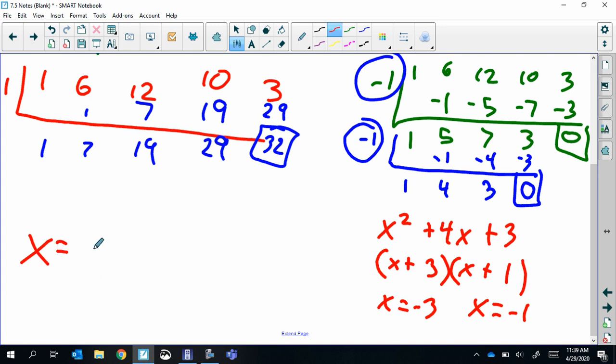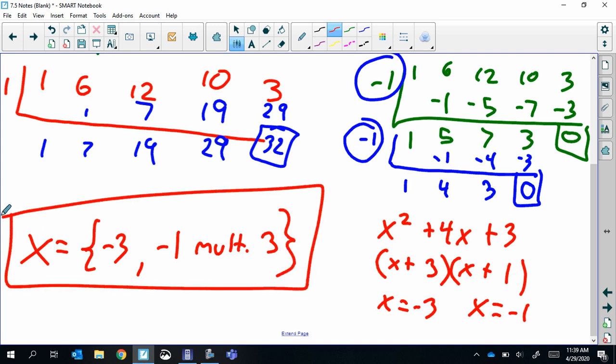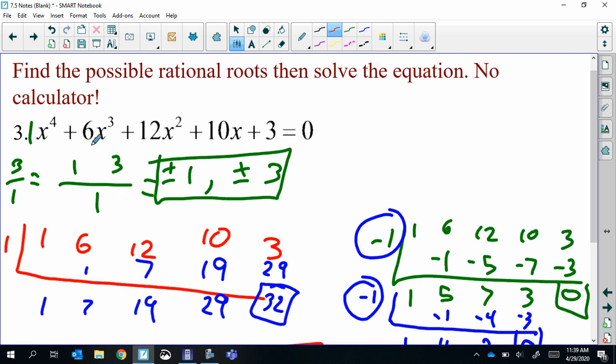We got x equals negative 3. Remember, we put them least to greatest. Negative 3 and negative 1. And then rather than writing negative 1 3 times, we'll say negative 1 with a multiplicity of 3. You can abbreviate. That's totally fine. And then it was just those possibilities that we came up with from the beginning. And they were negative for the reasons that we said, where it had to be negative because there were no sign changes. There were no negatives in the equation.